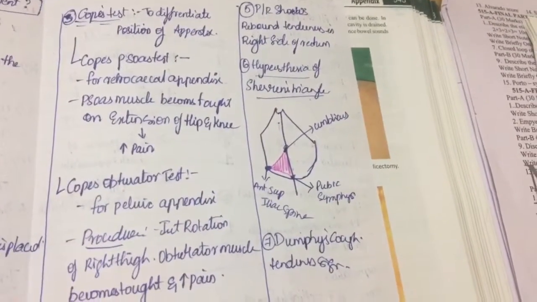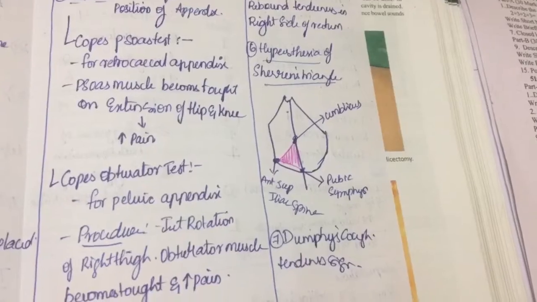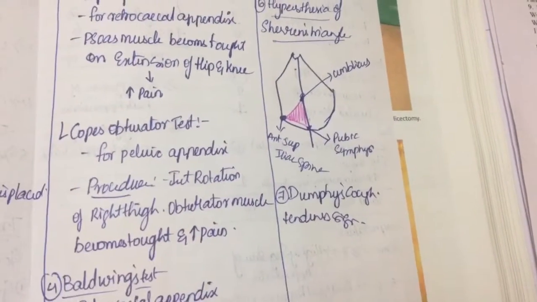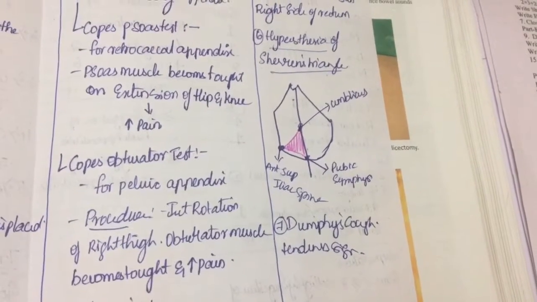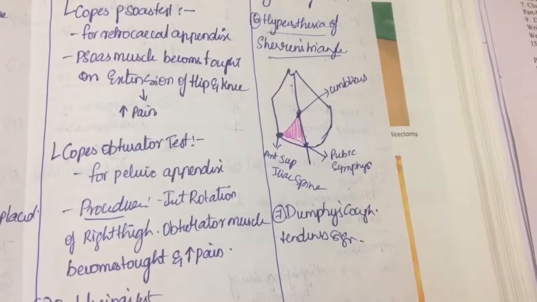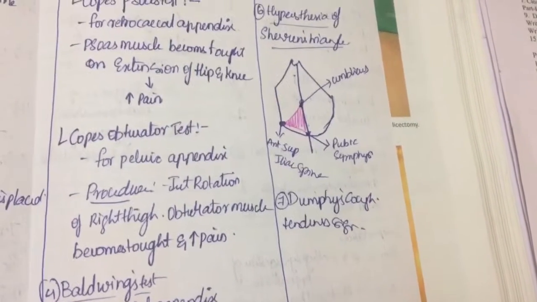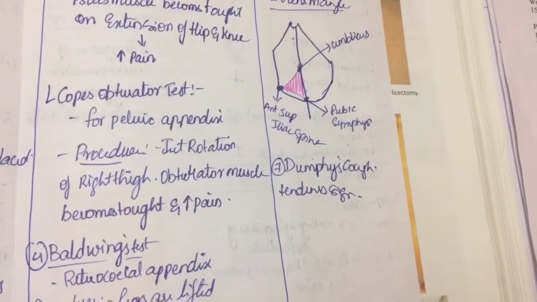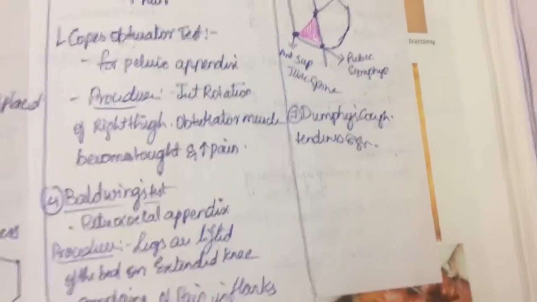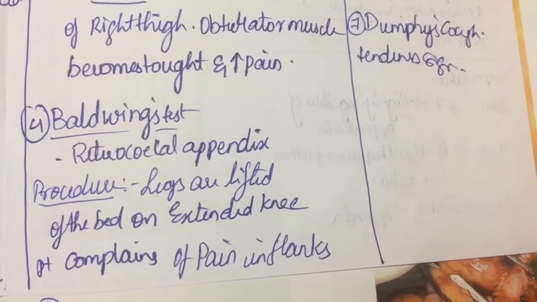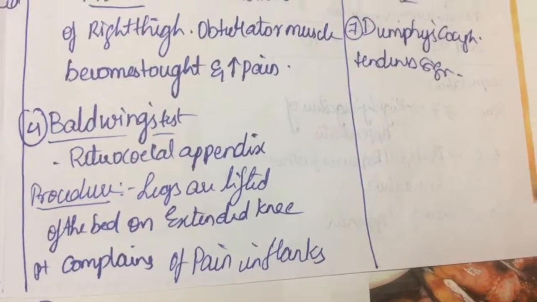Next is Cope's test to differentiate the position of appendix: Cope's psoas test for retrocecal appendix, and Cope's obturator test for pelvic appendix. For retrocecal appendix, psoas muscle becomes taut on extension of hip and knee. There is increase in the pain. Cope's obturator test for pelvic appendix: on internal rotation of the thigh, obturator muscle becomes taut, there is increase in the pain. Baldwin's test, retrocecal appendix: legs are lifted off the bed on extended knee, patient complains of pain in the flanks.